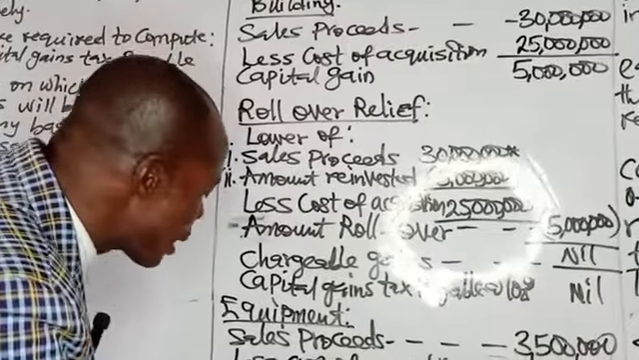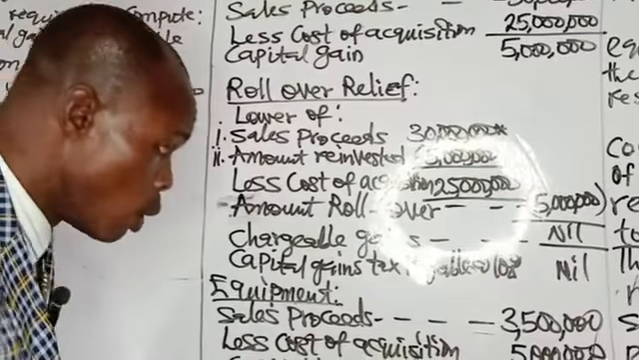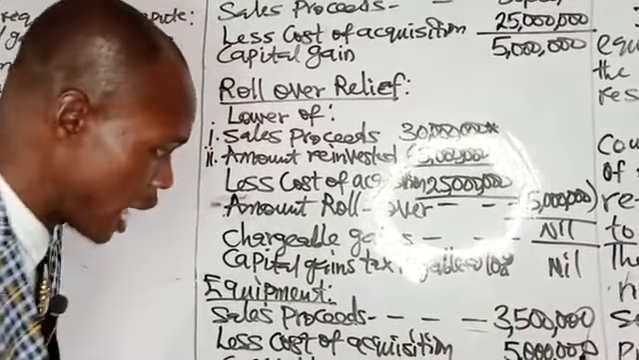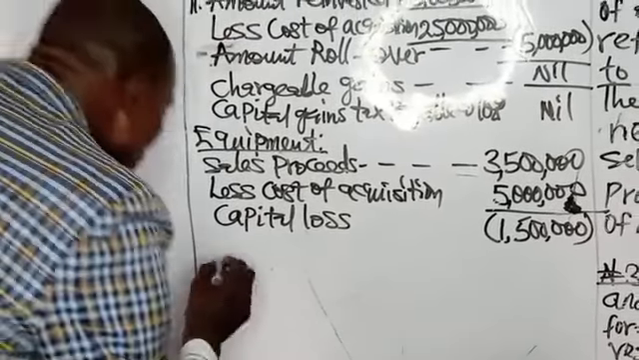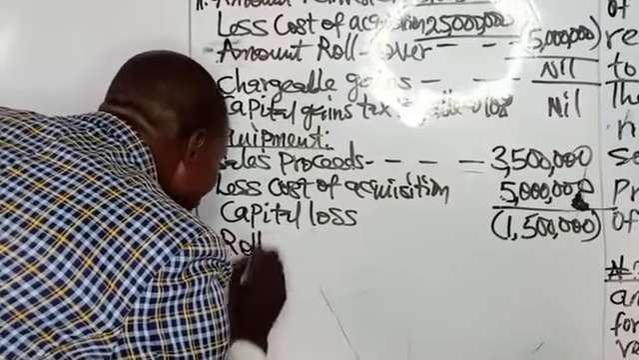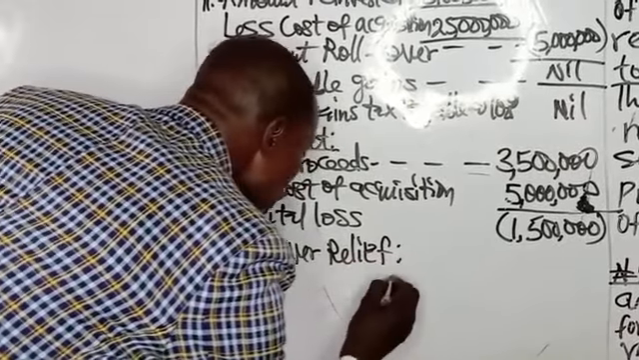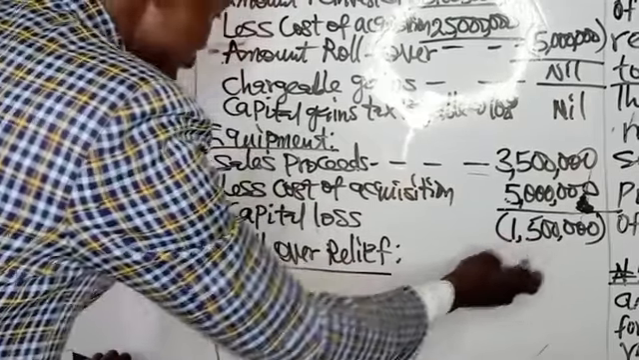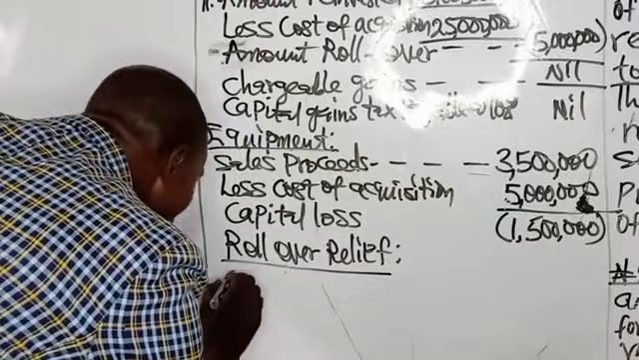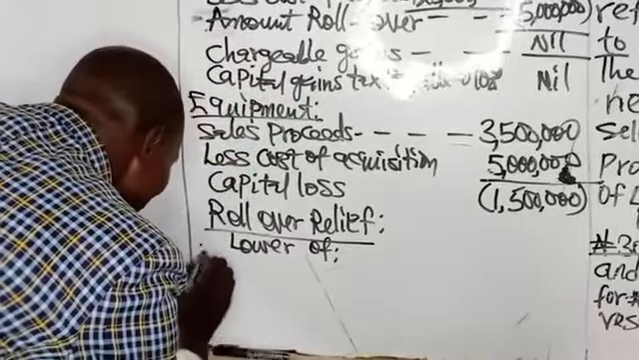And we have said that where the computation of capital gains resulted in a capital loss, no rollover relief can be claimed on such asset. So there will be no rollover relief. But suppose you want to compute rollover relief on this asset, how much will that be? Remember, I've told you that no rollover relief is claimable on equipment since it results in capital loss. And we said rollover relief is the lower of one, sales proceeds.